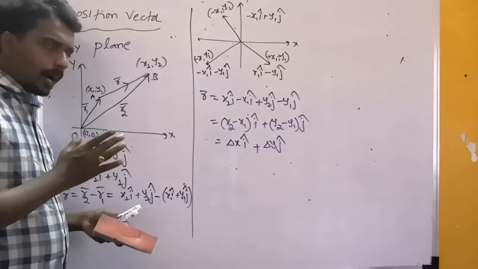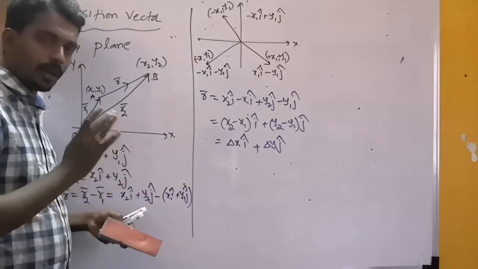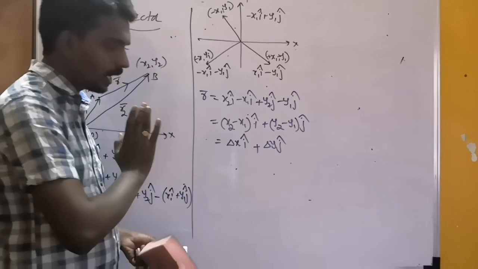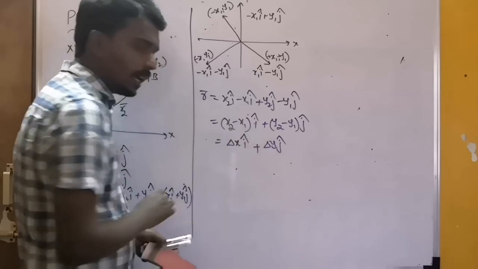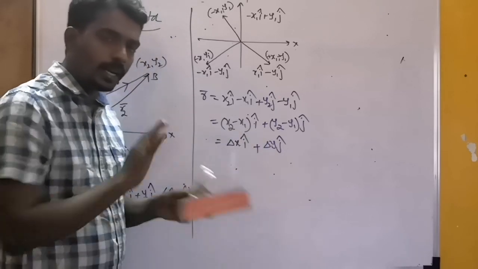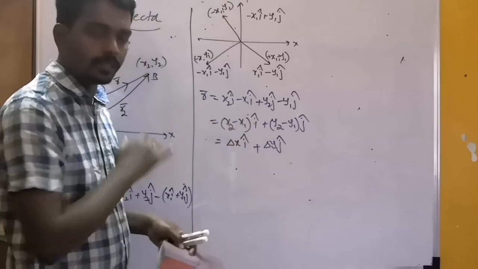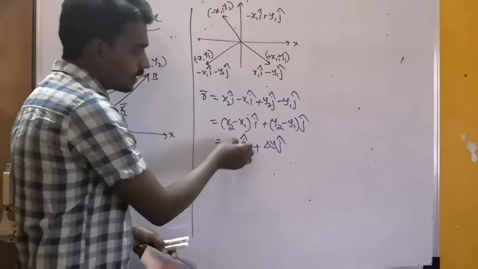So when a particle is moving along one direction, like it is moving along only x, then delta y, how much? 0. Y coordinate is not changing. It is moving only along x coordinate, x direction. So delta x will be there. So delta x i cap.